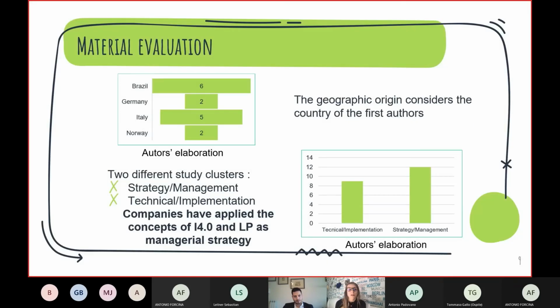The last step is called material evaluation and expects the evaluation of the categories. The study has identified two different study clusters, and the companies have applied the concept of Industry 4.0 and lean production as managerial strategy. The geographic origin considers the country of the first author. The country of the first author with a greater number of publications is Brazil, followed by Italy. Next, please.